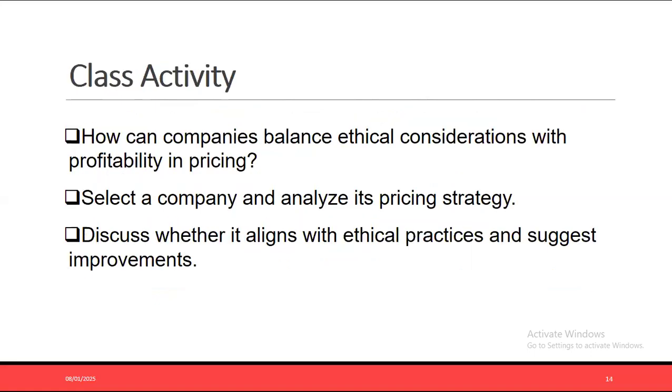So these are some discussion questions. Please prepare before you come to class. How can companies balance ethical considerations with profitability in pricing? Also, select a company and analyze its pricing strategy. Then discuss whether it aligns with ethical practices, and suggest improvements for the pricing strategy.